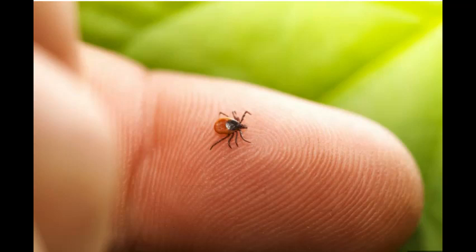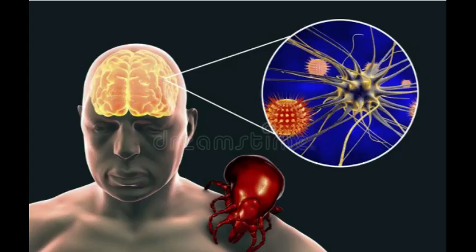Symptoms of arboviral encephalitis can vary depending on the type of virus and the individual's immune system. In general, symptoms may include fever, headache, nausea, vomiting, confusion, and seizures. In severe cases, the virus can cause inflammation of the brain and spinal cord, which can be fatal.